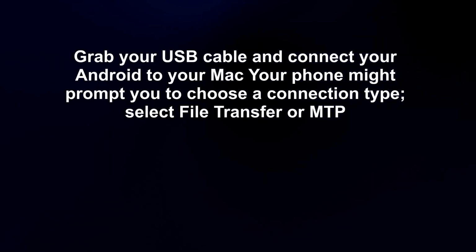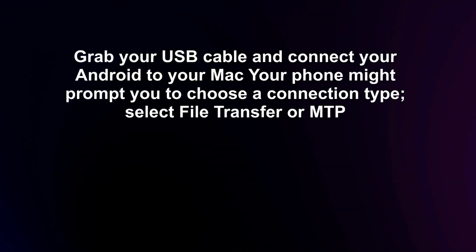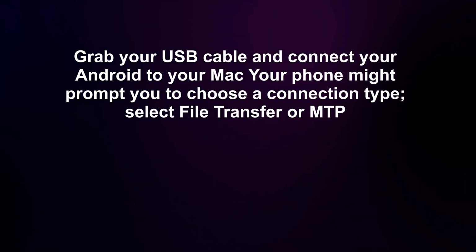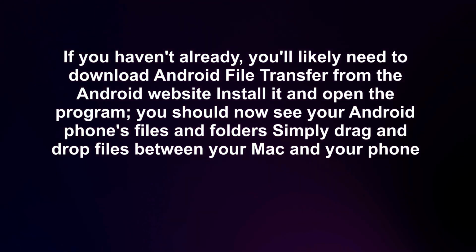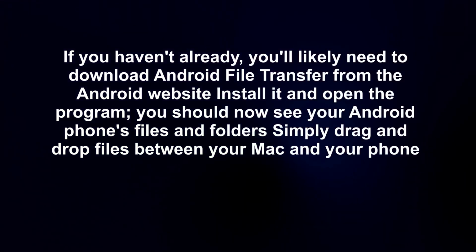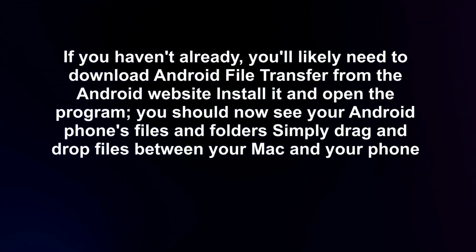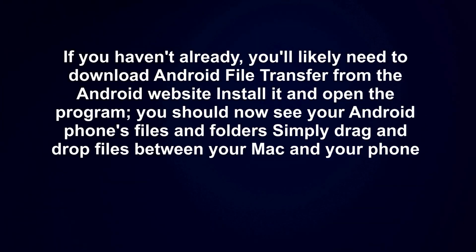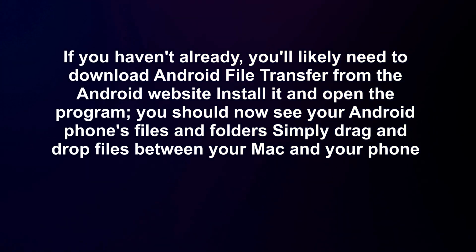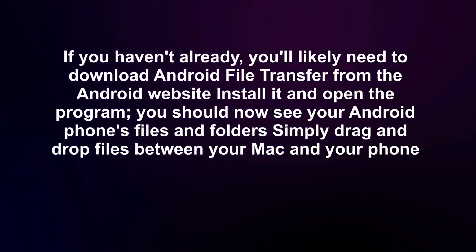Grab your USB cable and connect your Android to your Mac. Your phone might prompt you to choose a connection type. Select File Transfer or MTP. If you haven't already, you'll likely need to download Android File Transfer from the Android website, install it, and open the program. You should now see your Android phone's files and folders. Simply drag and drop files between your Mac and your phone.